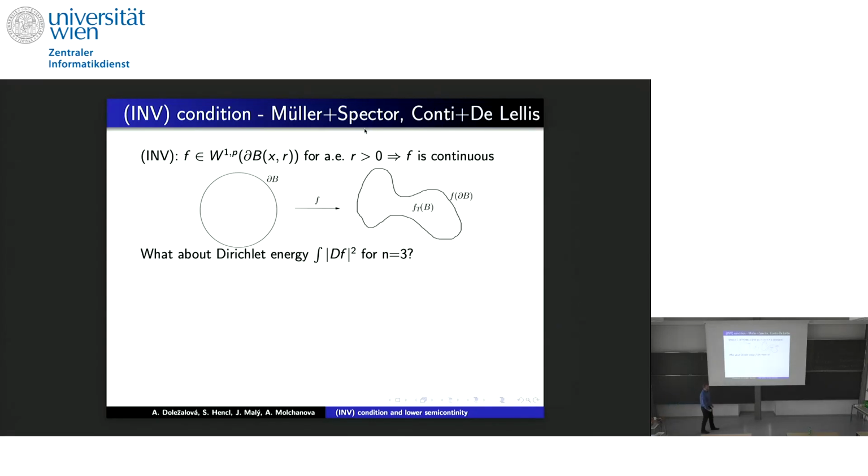But of course, the most important case is n equals 3, and the most interesting energy is the Dirichlet energy. Unfortunately, so far we assume that p is strictly bigger than 2. Of course, we would like to have the Dirichlet energy, but so far, we cannot.